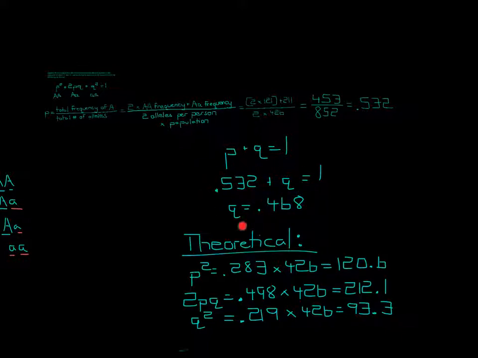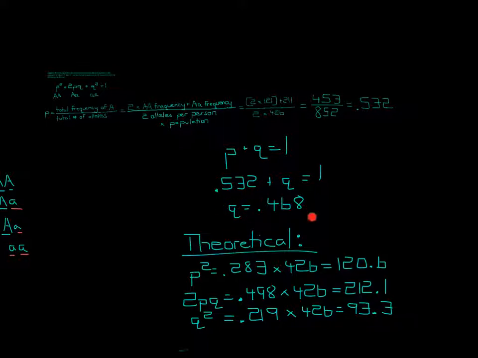Q is equal to 0.468 after you do this. This is the other equation for Hardy-Weinberg. And so 0.468 tells you the frequency with which the Q allele occurs. Make sure you notice the distinction between the allele and the genotype frequency.